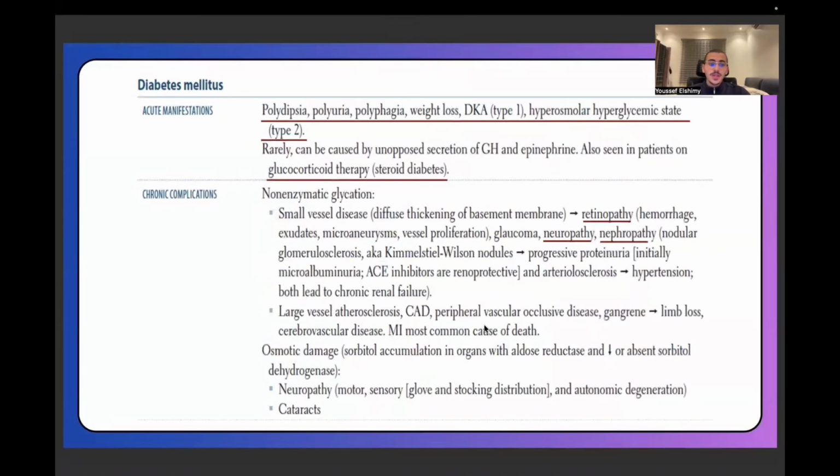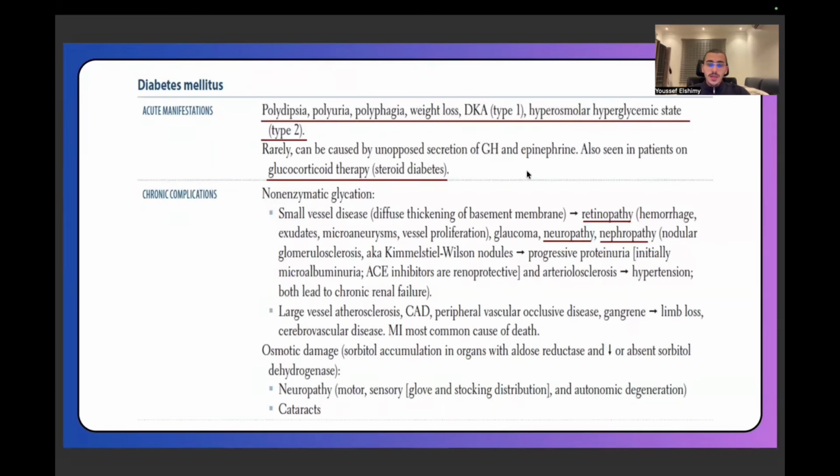Okay, so we mentioned everything here. In diabetes mellitus, you have polydipsia because you're always thirsty because of the plasma osmolality as well as the osmotic diuresis. The polyuria, you always go to the bathroom because of the glucose. It takes a lot of fluid with it. Polyphagia, you're always hungry. And there's also weight loss, especially in type 1, because of the unopposed effects of glucagon. While in type 2, there is hyperosmolar hyperglycemic state. We're going to discuss it in a few slides.